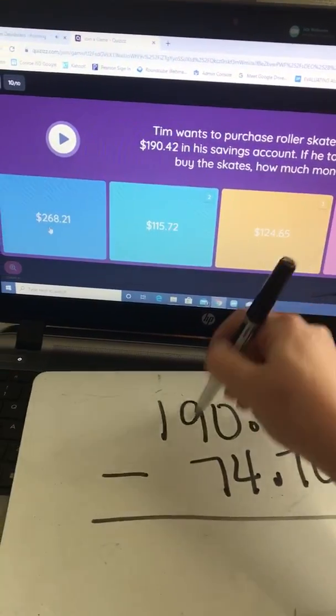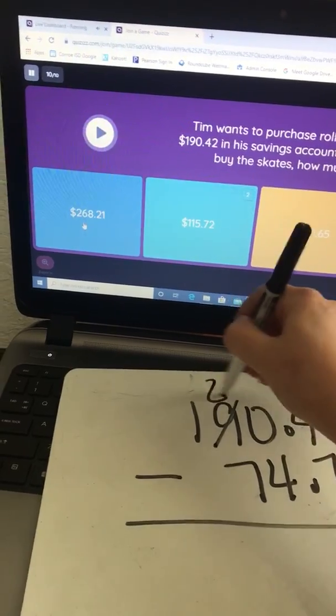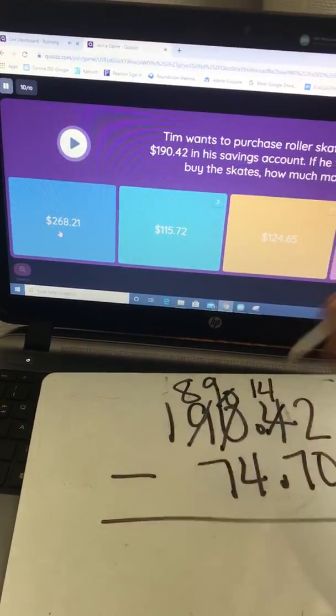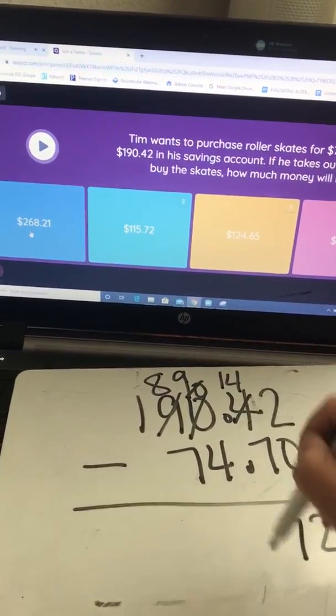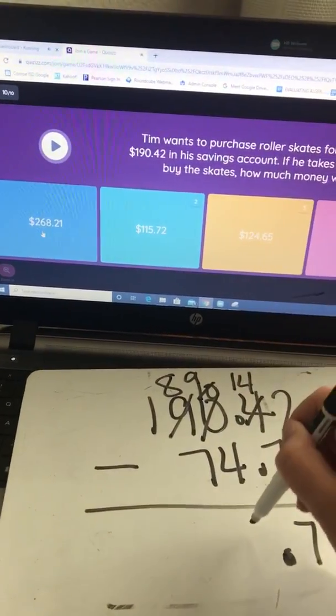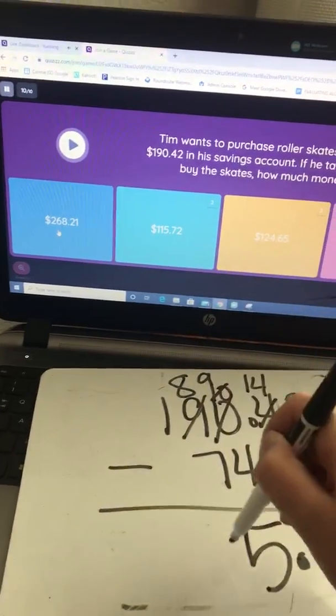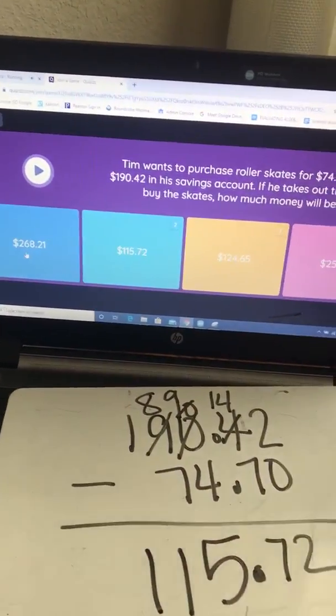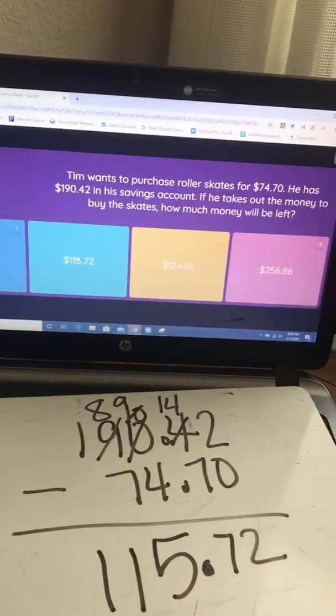Can't regroup from 0, so I'm going to regroup from my 9 to make it an 8. 10 to a 9. Now I have 14. 14 minus 7 is 7. Bring down my decimal. 9 minus 4 is 5. 8 minus 7 is 1. And 1 minus 0 is 1. He'll have $115.72 left.